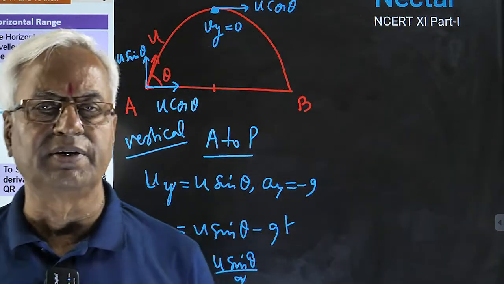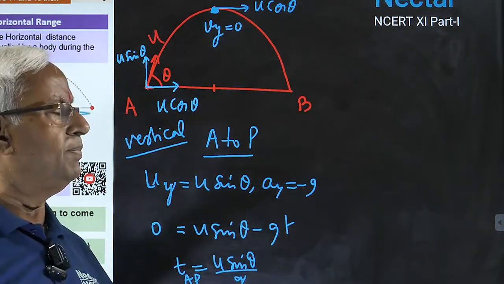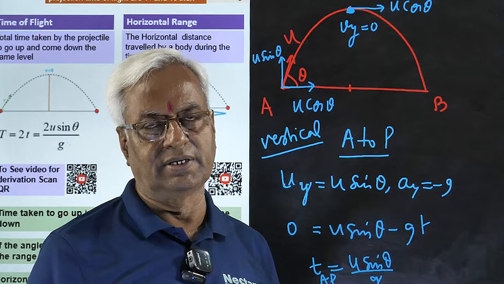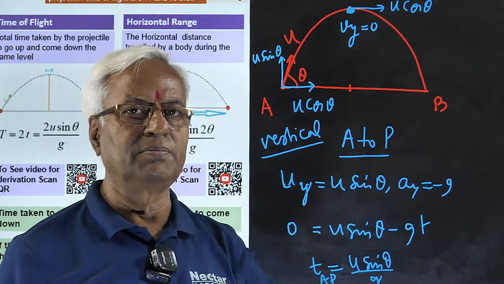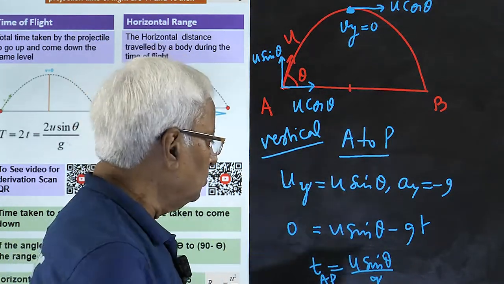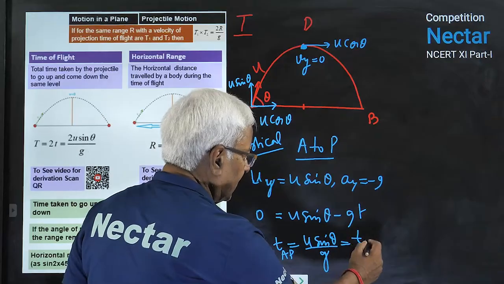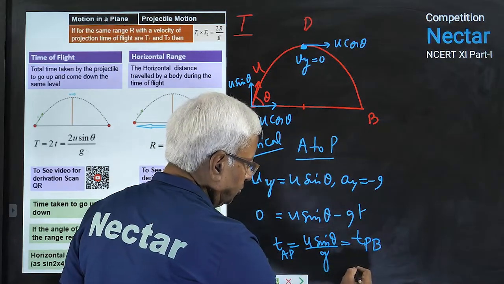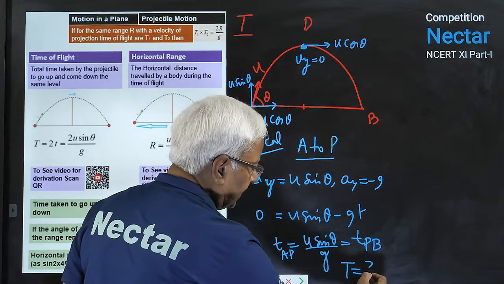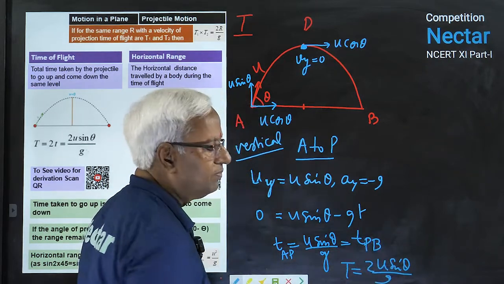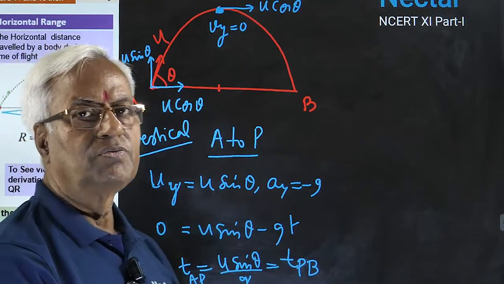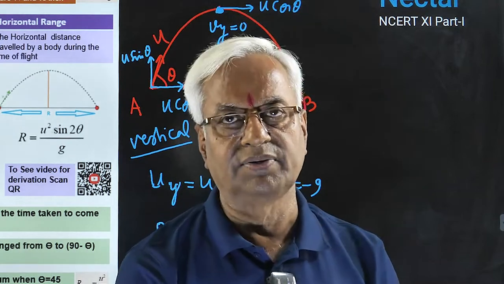Same time will be taken in return from P to B, because in motion under gravity, it is the characteristic that upward and downward journeys have equal time. So both the times will be the same. Total time means the sum of the two, that becomes 2u sin theta by g. This is the formula for time of flight.